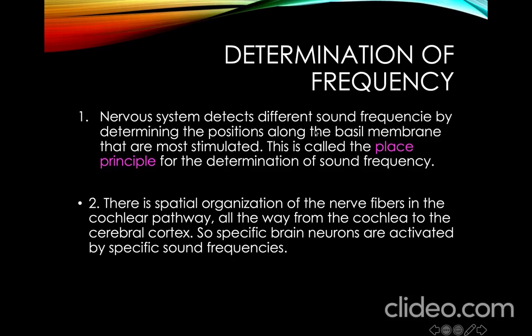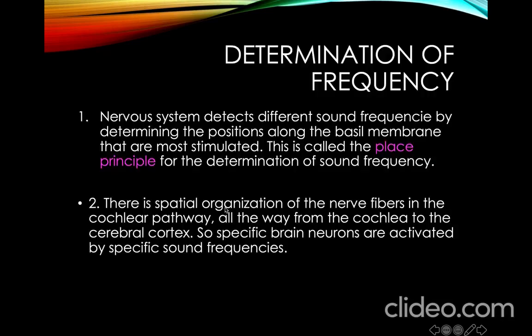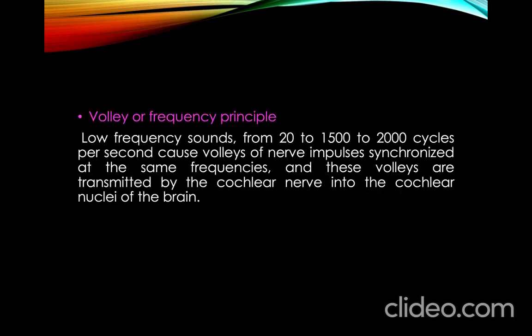The nervous system detects the different sound wave frequencies by determining the positions along the basilar membrane that are most stimulated. This is called the place principle. The place principle is that lower frequency sound will cause more vibration near the apex, while those of medium frequency vibrate at the middle part and those of higher frequency near the base. So this is known as the place principle. Again, there is a special organization of the nerve fibers in the cochlear pathway all the way from the cochlea to the cerebral cortex. So specific brain neurons are activated by specific sound frequencies.